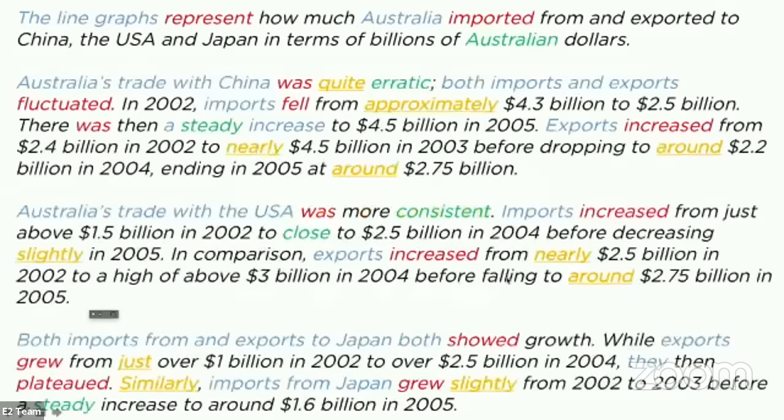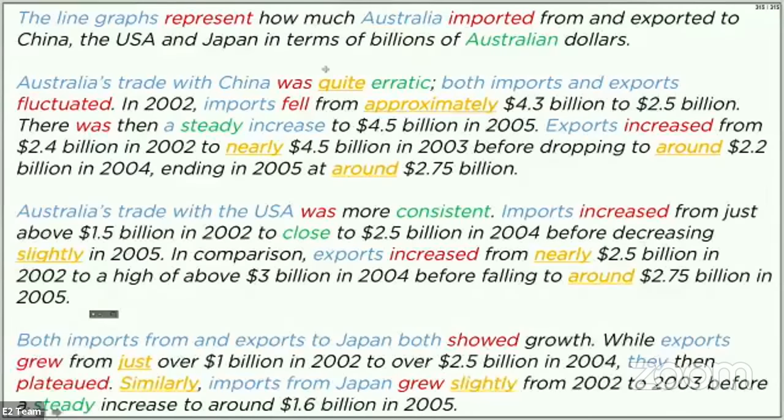Really important. Now, this is very colorful, so just bear with me while I explain what these crazy orange words are doing. I could say that Australia's trade with China was erratic, but instead I decreased the intensity and said it was quite erratic. I could have said it was really erratic or extremely erratic, but it wasn't. So what these words allow us to do is increase or decrease the intensity of an adjective or a verb.